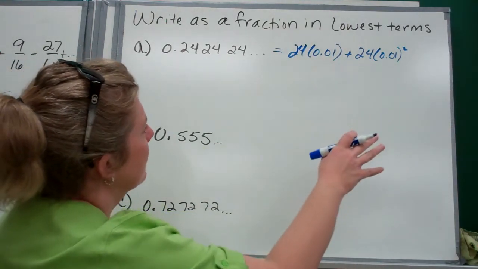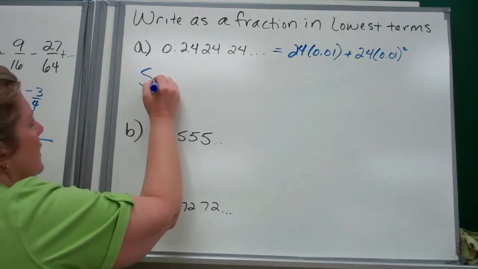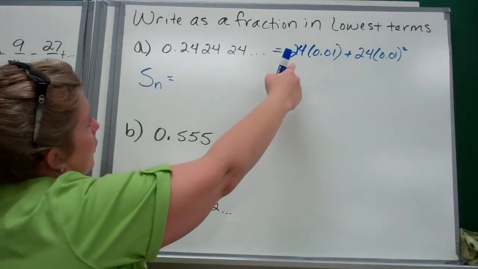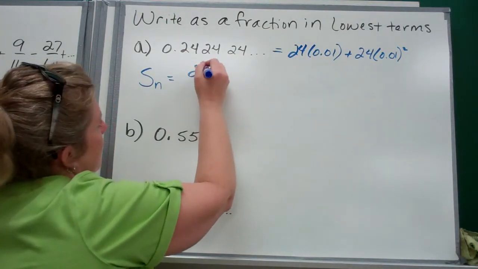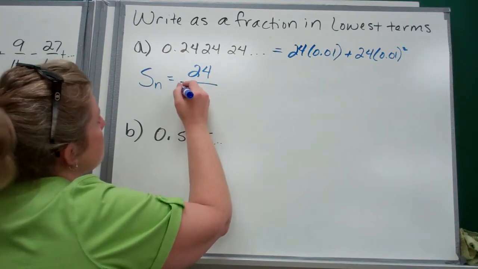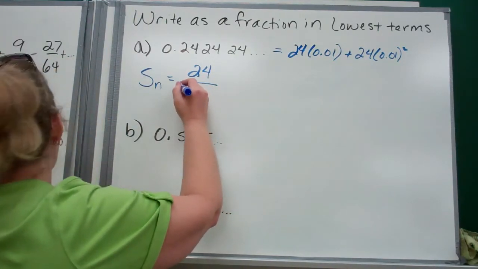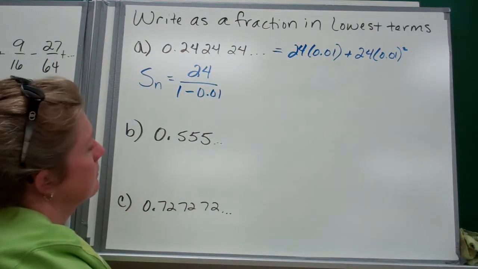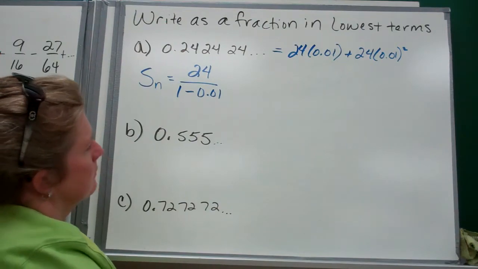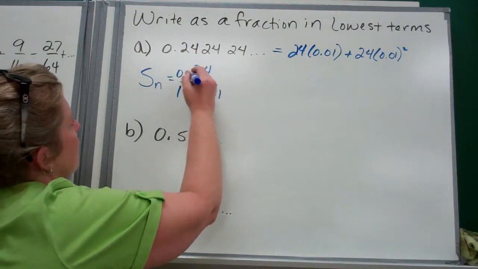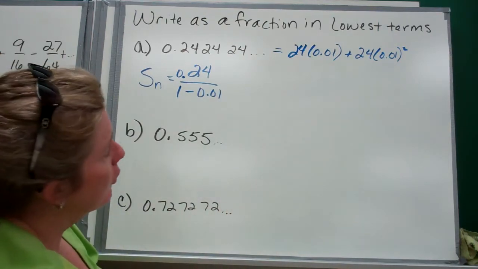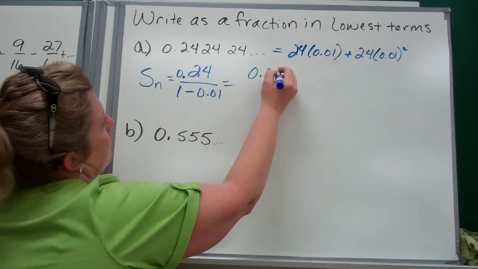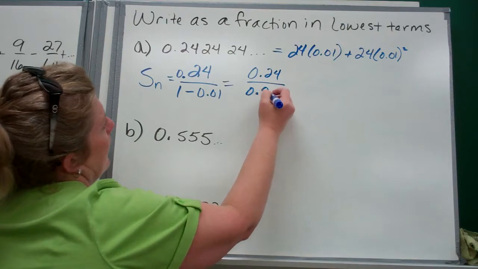We can keep writing it like that. So if we want to use the summation notation, we can. The first term of this series is 24 over 1 minus 0.01. That's 0.24, not the first term. Sorry, the first term in this series is 0.24. Then when we do that, we've got 0.24 over 0.99.